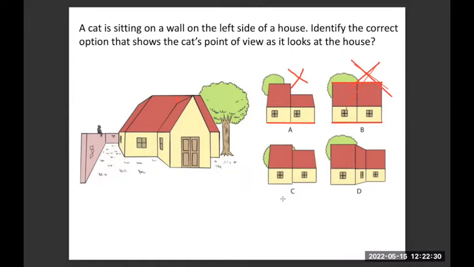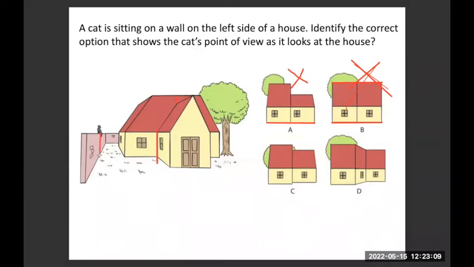Now, after negating option A and B, I'm left with C and D. So what is the difference between C and D is my first question. This edge, which you see in the middle, is what is different between C and D. Now, how do you determine which is the correct option? Is by simply placing with reference to that edge, which is here, how is the cat's position?